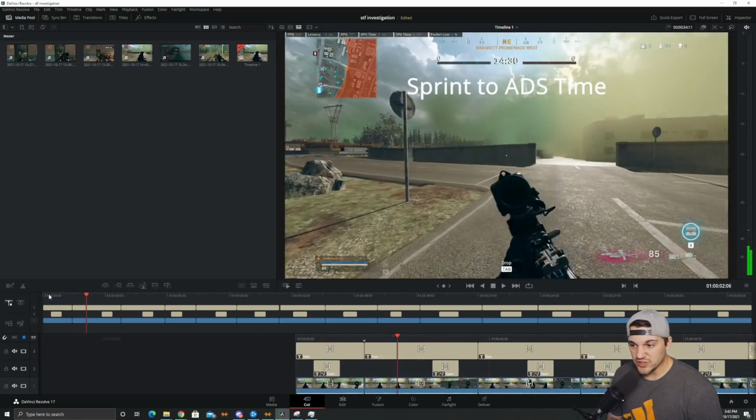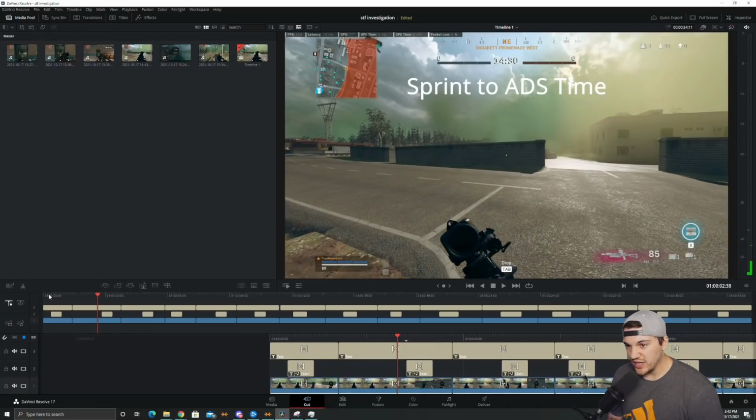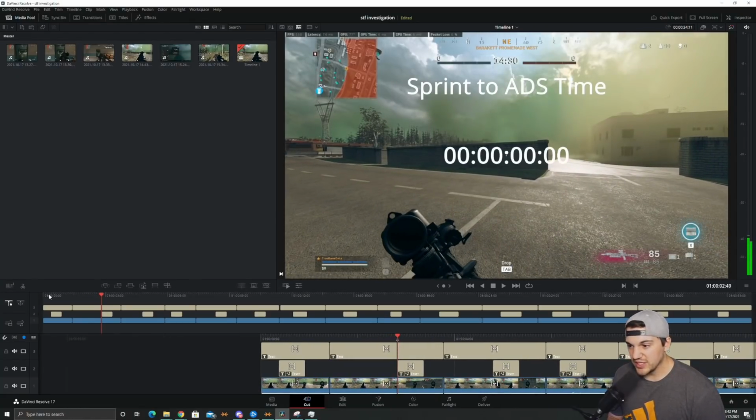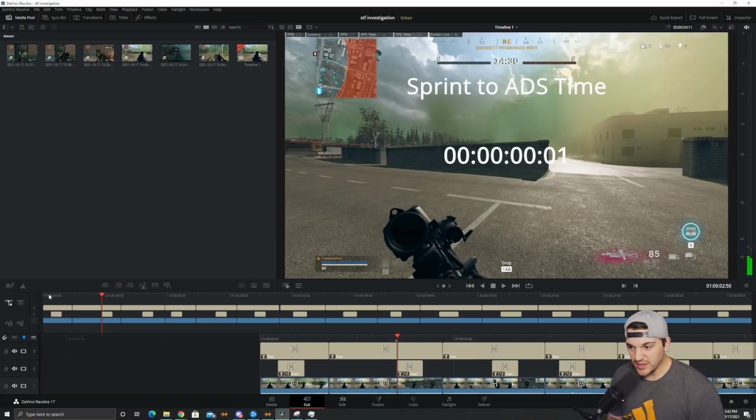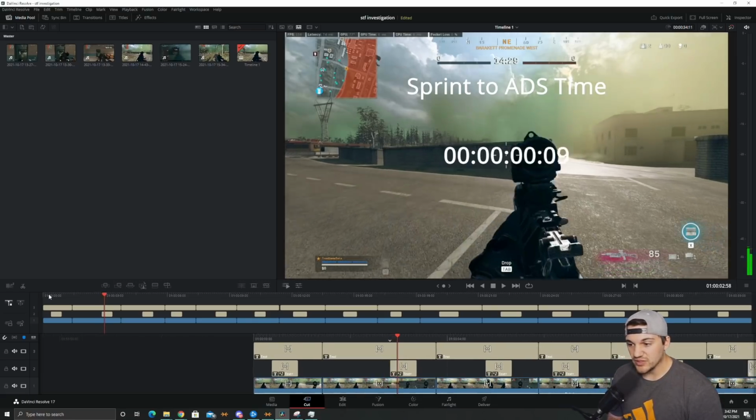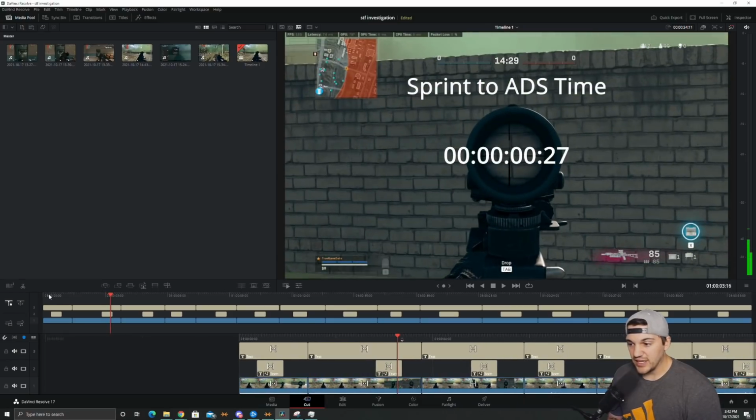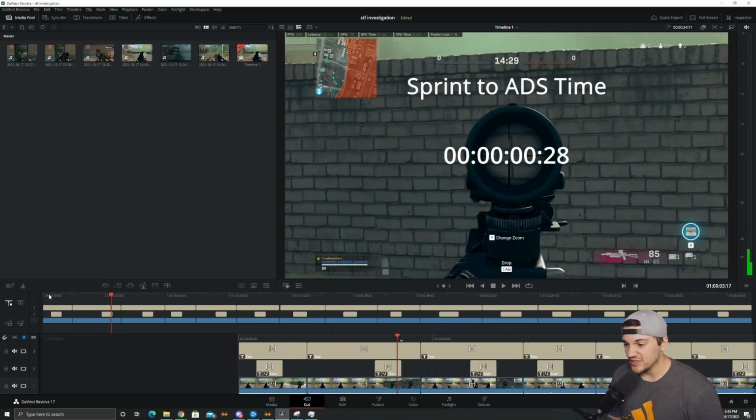Next up is the sprint to ADS time. This is something I measured today. So basically I would sprint and then find the first frame where the hip fire dots show up. So right there you can see the 4 hip fire dots show up in this frame right here, and then we measure the time to ADS. And you can see again, there's going to be plus or minus 1 frame generally on these. So this is 28 frames this time. So for this Bullfrog build, the sprint to ADS time is the same as the ADS time.